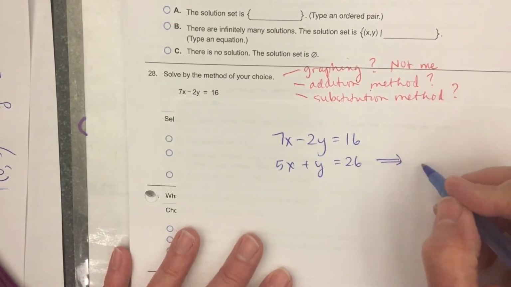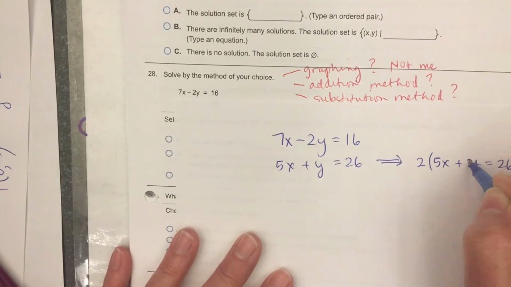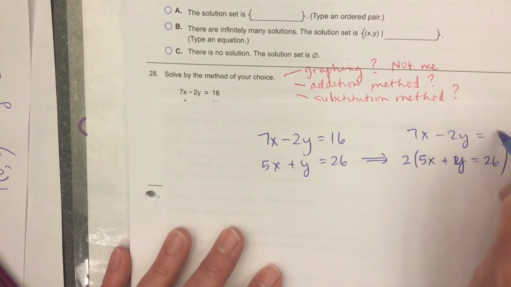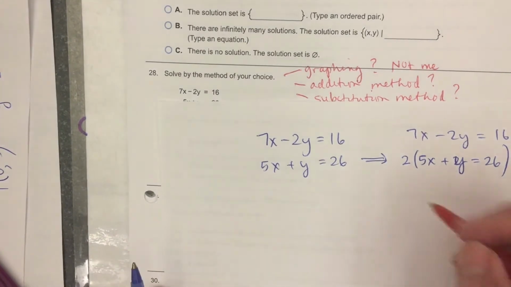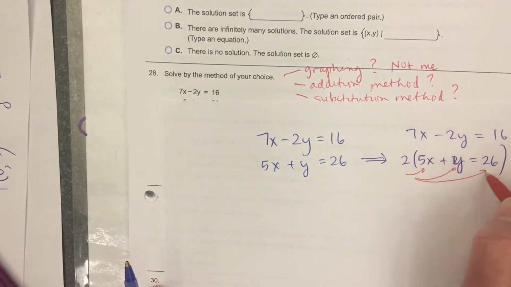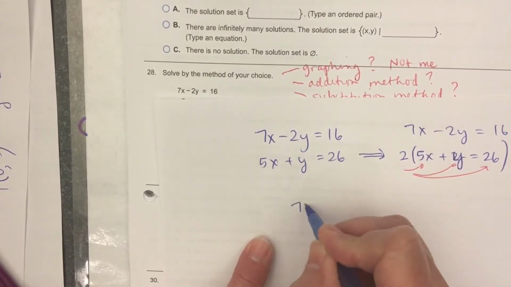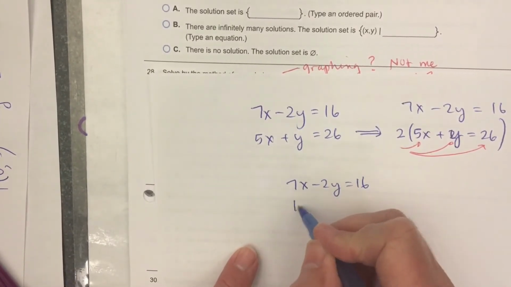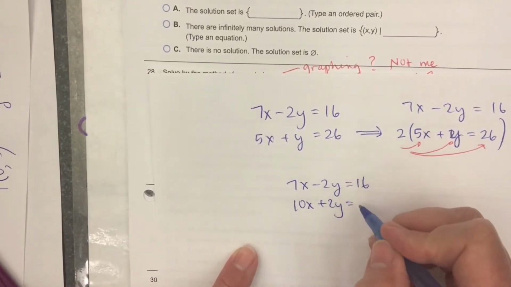I'm going to take the second equation and multiply it by 2. Oh, not yet. I got to distribute it first. And then the first equation is just going to stay exactly what it was. So when I distribute that 2, I'll end up with, now I'm going to recopy the first equation first. 7x minus 2y equals 16. The second equation, I get 10x plus 2y equals 52.